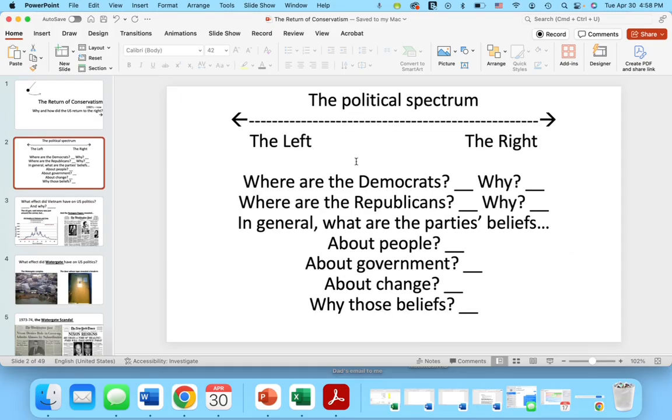So let's just again familiarize ourselves with the terms. Here's our political spectrum. On the left is obviously the left, and then you have the center or the moderates, and then on the right is the right. Democrats and liberals tend to be on the left. They tend to want larger government, more change, faster change. Republicans and conservatives tend to be on the right. They want less change, slower change. Conservatives want to conserve the past, keep things the way they are.